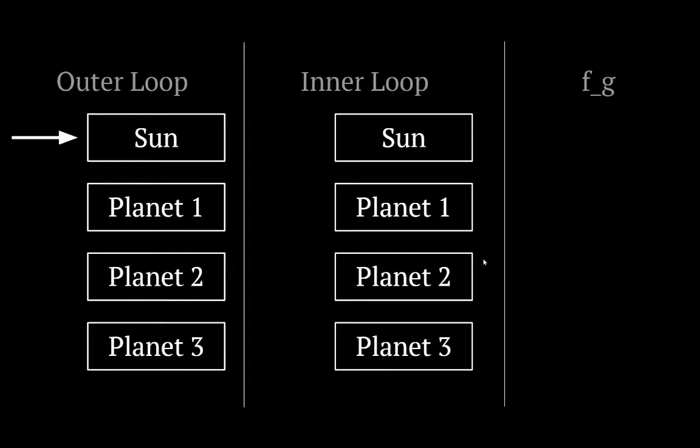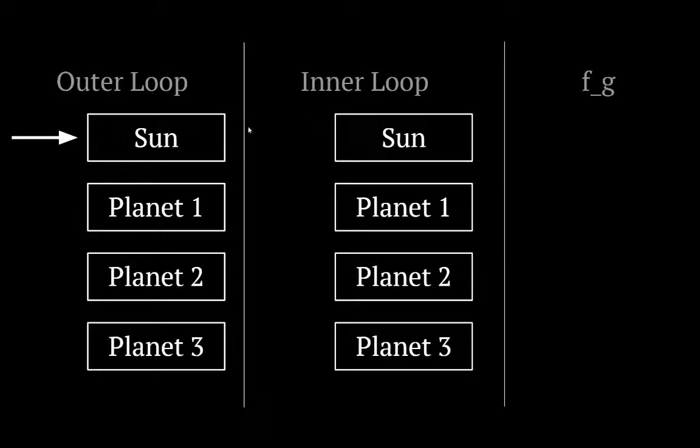So I've made a little diagram on slides to show you a little more of the intuitive side of nested loops. This is the system that we had before, minus the comet. It's just a sun, planet 1, planet 2, and planet 3. These are all objects that exist inside of our bodies list. And we have our outer loop and our inner loop. When we have that nested loop, this is essentially how it's going to run.